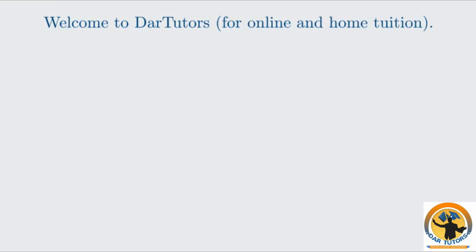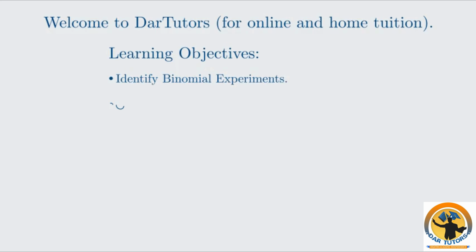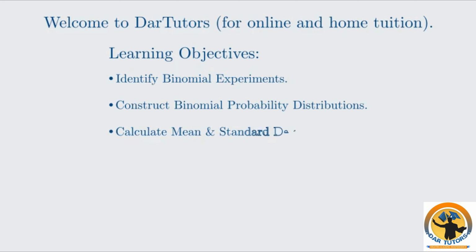Today, we're diving into a fundamental concept in probability, the binomial distribution. By the end of this session, you will be able to identify, analyze, and solve problems involving binomial random variables. Specifically, you will be able to identify binomial experiments, construct their probability distributions, and calculate the mean and standard deviation for any binomial distribution. First, let's explore the core characteristics that define a binomial experiment.